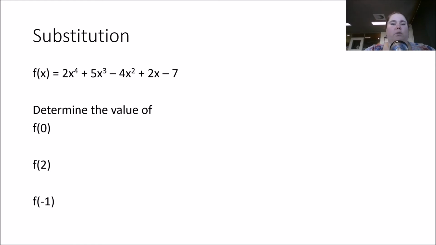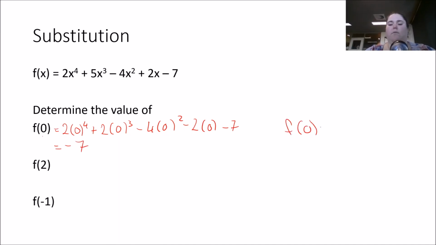The first thing we want to do with polynomials is substitution. Here I have f of 0. That means that instead of writing x in all those spots, I'm going to write a 0. 0 cubed, which is negative 7. So I know f of 0 equals negative 7. I can do the same with a 2, so I'm just replacing all of those x's with 2's.